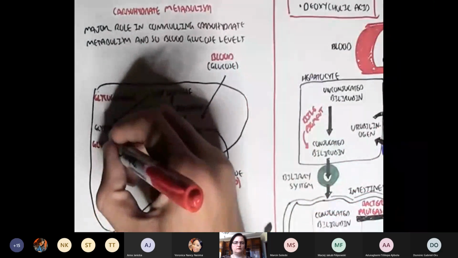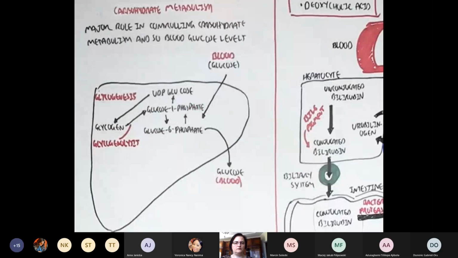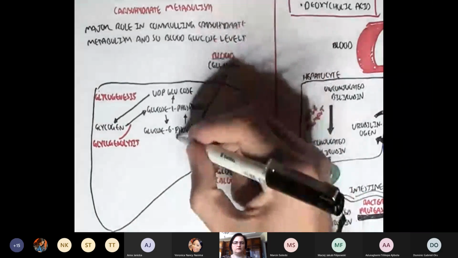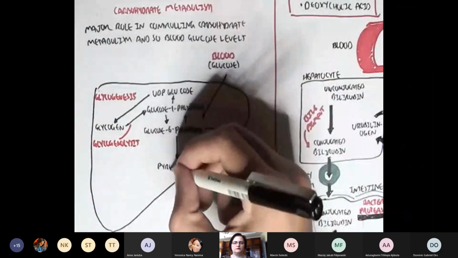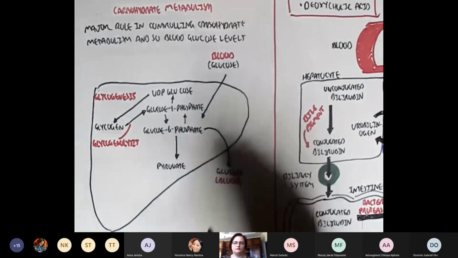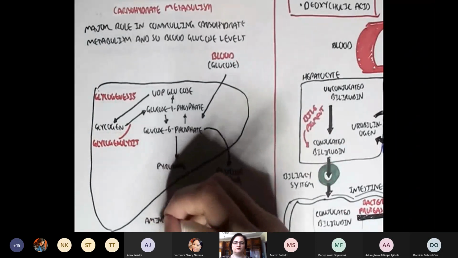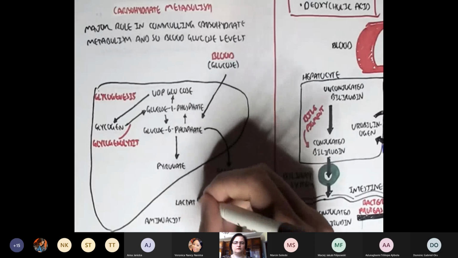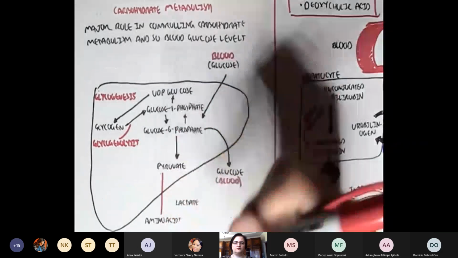So then glucose can be released into the blood to increase blood glucose levels. And this process is called glycogenolysis. Also, glucose can convert through a series of reactions to pyruvate and produce ATP in the reaction.